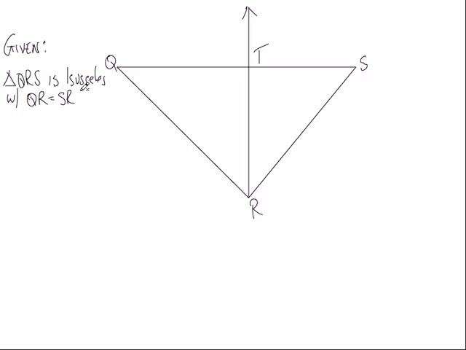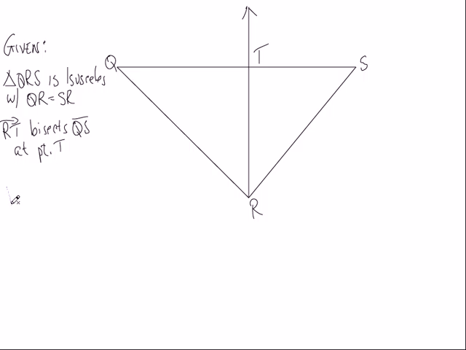Alright? And then they tell you something else. Well, that's nice of them, isn't it? It says that RT bisects line segment QS, or actually I think they call it a ray. They say it's a line segment, but anyway, it looks like a ray, doesn't it? Doesn't matter. It bisects line segment QS at point T.